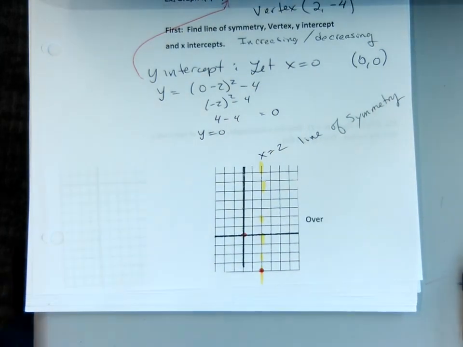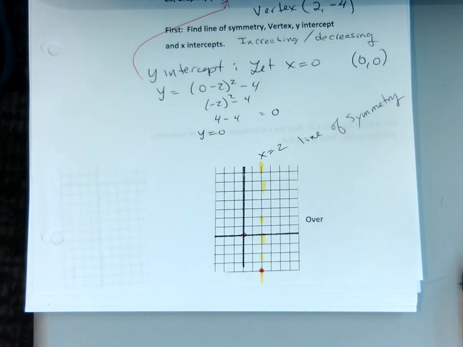Which gives me another point. I have a third point, and I don't have to do any math. Boom. I have a third point right there. Why? Mirror. Isn't that easy? I didn't have to do any math at all. That point's right there. You guys agree? And boom. Do we have 3 points? We can graph our parabola.